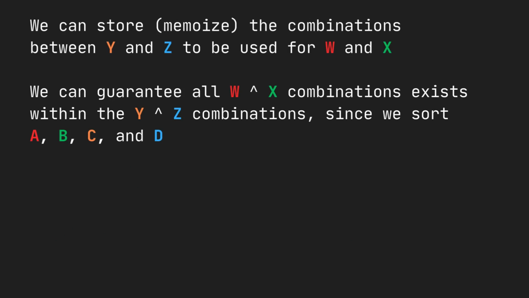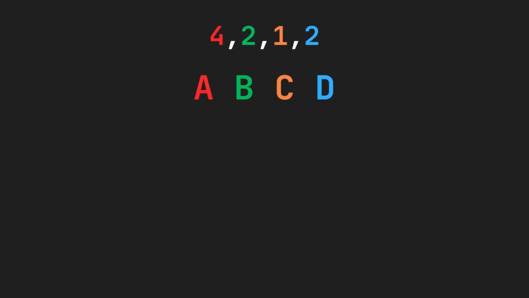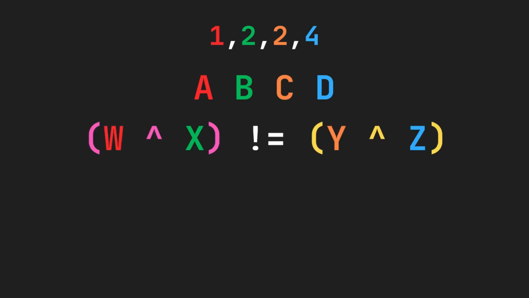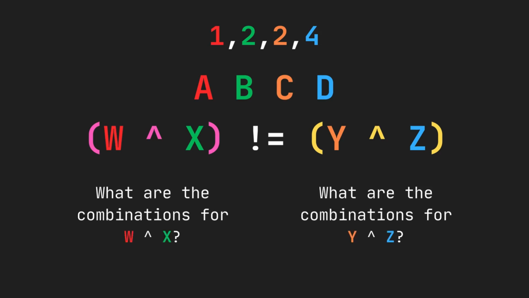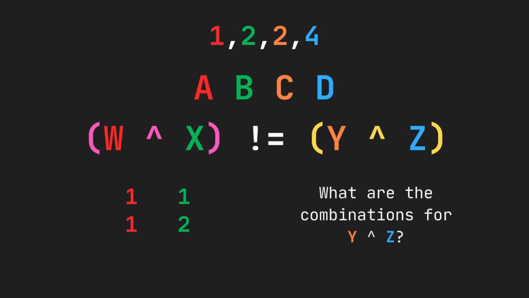So let's take an example here as 4212. We can sort this really quickly to 1224, and we'll enforce our rule that the combination between the first group W and X is not equal to Y XOR Z. Let's check out all the combinations for W XOR X first. We see that we have 1, 1 and 1, 2. That's it, because A and B is just 1 and 2, and we count all values from 1 up to each one of those numbers, and those are the combinations that we can see for the left side.